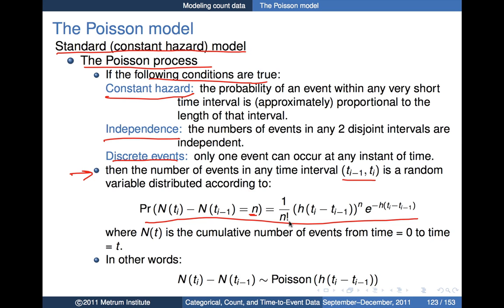So you've got 1 over n factorial times the product of this hazard, that's what this h is, times the duration of the time interval, raised to the power n, times an exponential term, e to the minus the hazard times the duration of the interval, which is nothing more than a description of the Poisson distribution, with a parameter equal to the hazard times the duration of the interval. So that's all this is really saying, that the number of events is distributed Poisson.